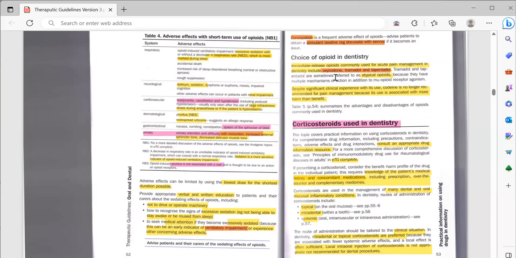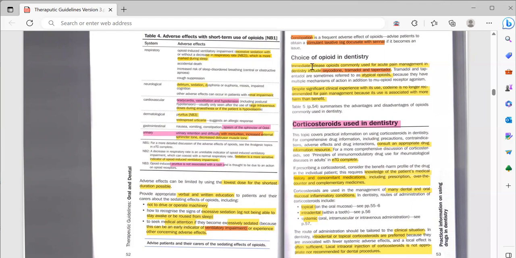Then the choice of opiates which you can prescribe in dentistry is the immediate release opiates commonly used for acute pain management in dentistry. It includes oxycodone, tramadol, and tapentadol. Tramadol and tapentadol are sometimes referred to as atypical opiates because they have multiple mechanisms of action other than mu opiate receptor agonism. Despite clinically significant experience with its use, codeine is no longer recommended now.